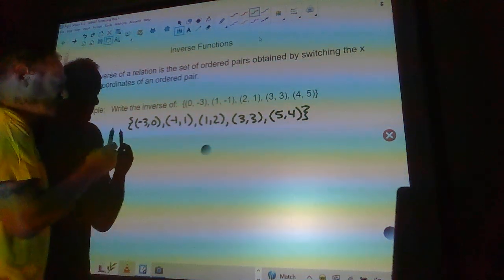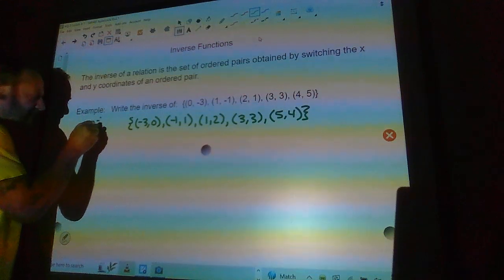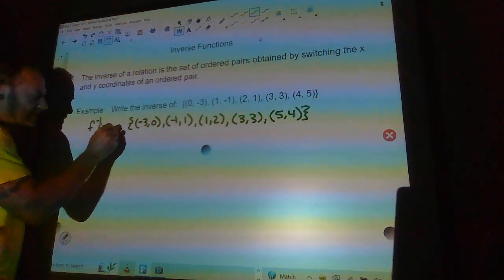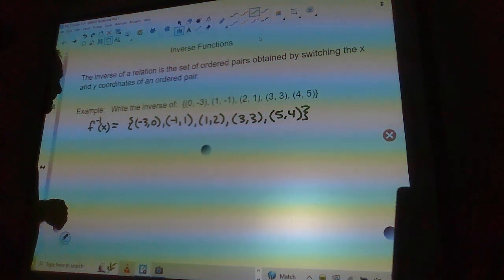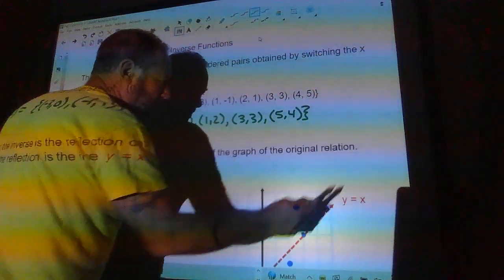Okay, so this is my inverse right here, which I usually write like this, f inverse of x. This is your inverse sign right here.